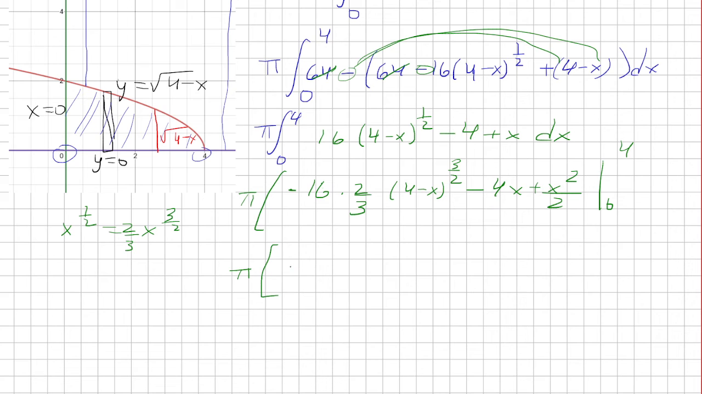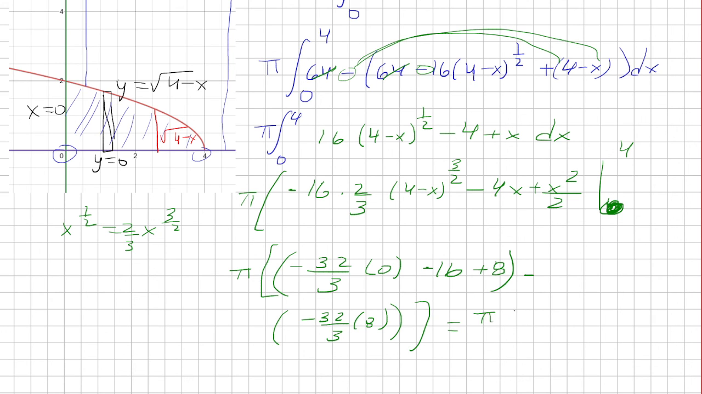Okay, now -16 times 2/3 is -32 over 3. If I plug in x equals 4 in here, that's -16, -4 times 4 is -16, and then 4 squared is 16 over 2 is 8. So that's when I plug in 4, minus, now I'm going to plug in 0. You have -32 over 3 times 4 to the 3/2 power. Well, 4 to the 1/2 power is 2, cubed is 8. And then if I plug in 0 for x here, those are both 0.